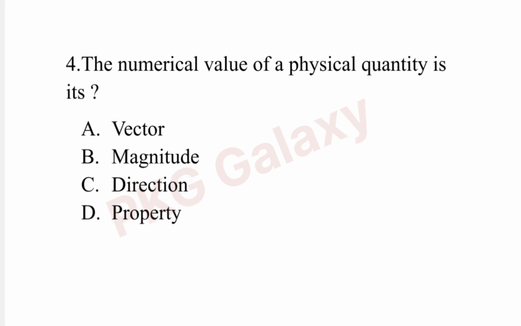Next question. The numerical value of a physical quantity is its option A vector, option B magnitude, option C direction, and option D property. The correct answer is option B, it is magnitude.